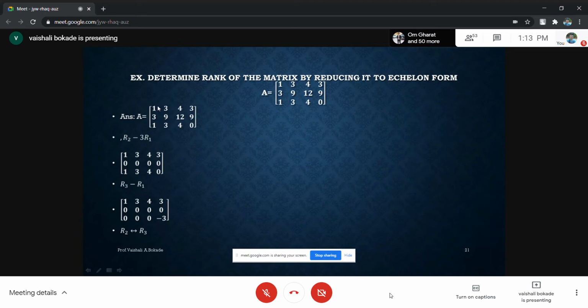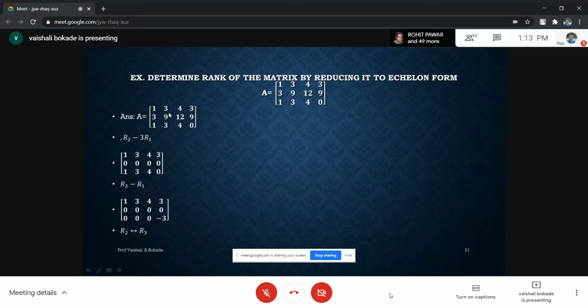After that, what I told you is that I am going to concentrate on the elements below this one place in this column. I will convert the other elements, that is the 2 place element and the 3 place element, to 0 by using R1. I'll go for using those row transformations.